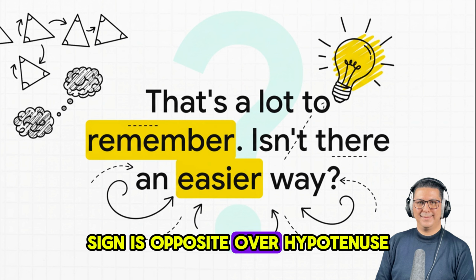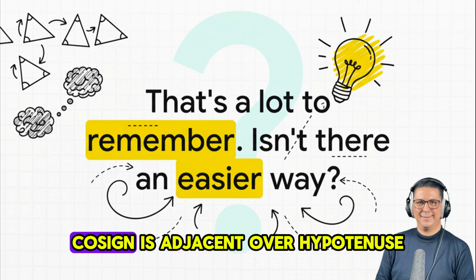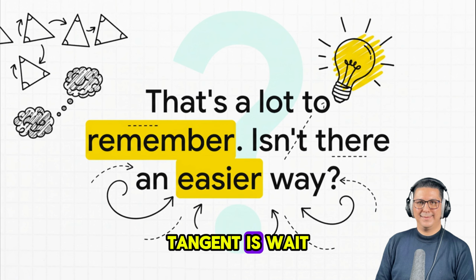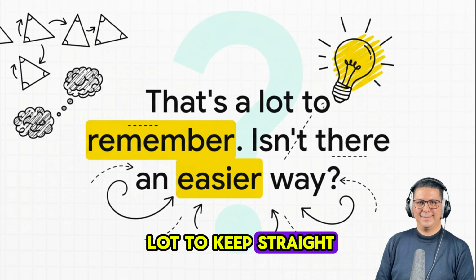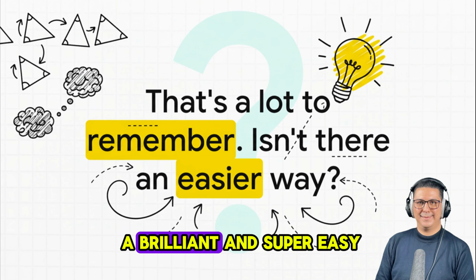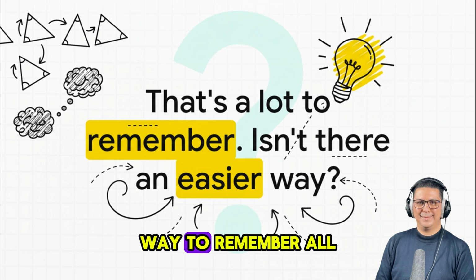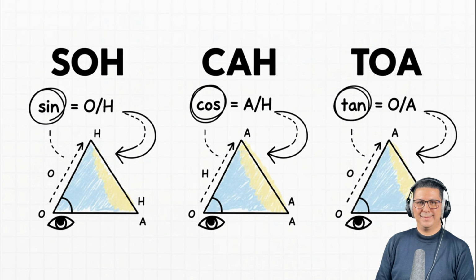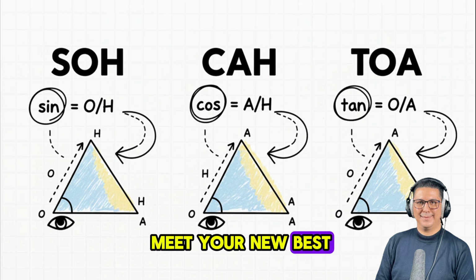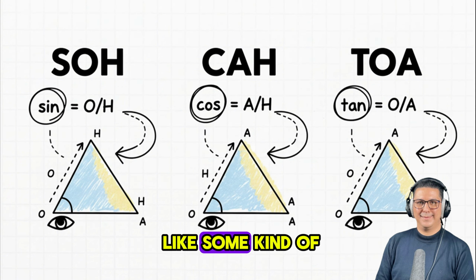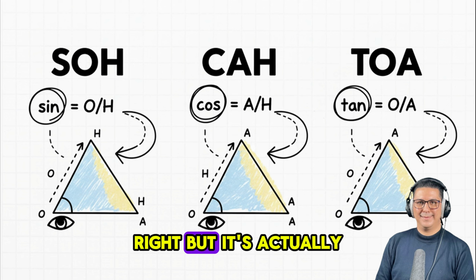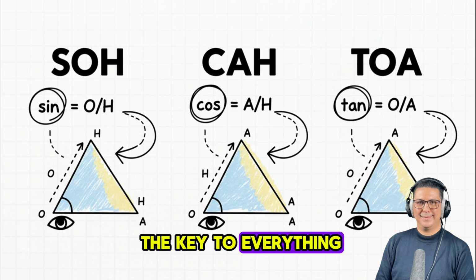Okay, I know what you might be thinking. Sine is opposite over hypotenuse. Cosine is adjacent over hypotenuse. Tangent is, wait, what was it again? Yeah, it can be a lot to keep straight in your head. But don't you worry, mathematicians came up with a brilliant and super easy way to remember all of this. I want you to meet your new best friend in trigonometry, SOHCAHTOA. It sounds like some kind of ancient chant, right? But it's actually the key to everything.